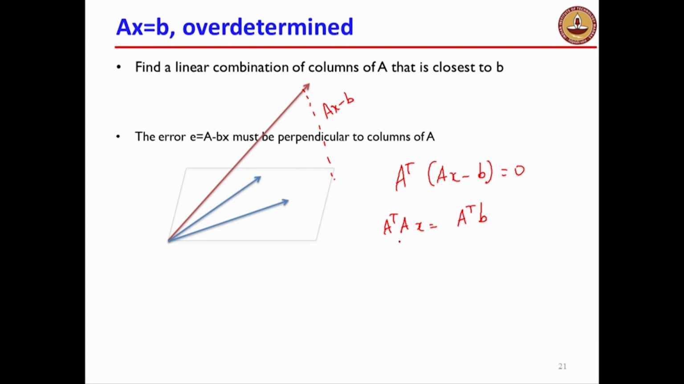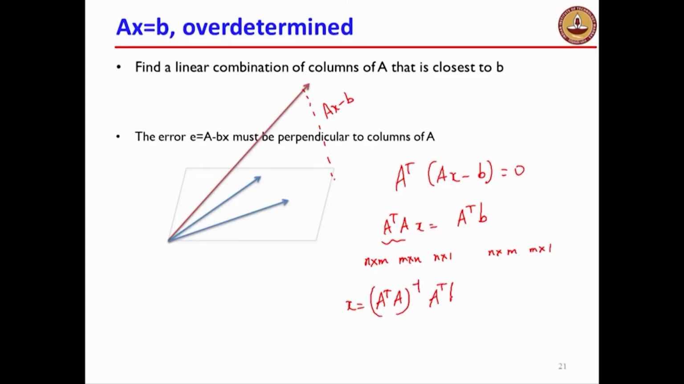And what are the sizes of this equation? Remember, we started with more equations than variables. So here if you look at it, the size of A transpose A is n cross m times m cross n, and this is n cross m times m cross 1. So finally I get a square system of equations of size n cross n. Now when the columns of A are independent, we will not prove this, this matrix is invertible. A transpose A is invertible when the columns of A are independent. Determinant of A transpose A is not 0. Therefore, I can solve this as A transpose A inverse times A transpose B.